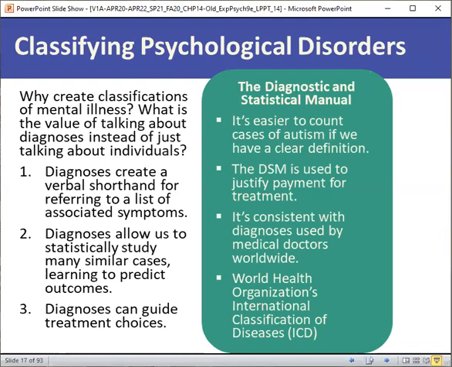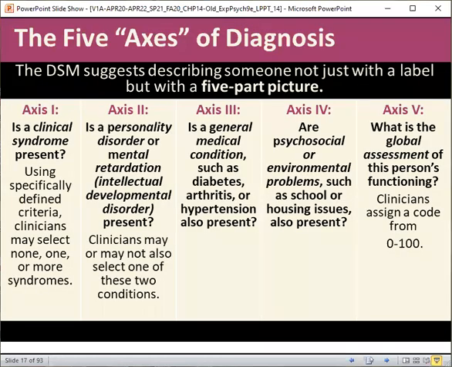Now, looking a little bit more closely at the way the DSM is structured, the DSM suggests describing someone not just with a label, but with a 5-part picture. So they'll ask, is a clinical syndrome present? Axis 1.